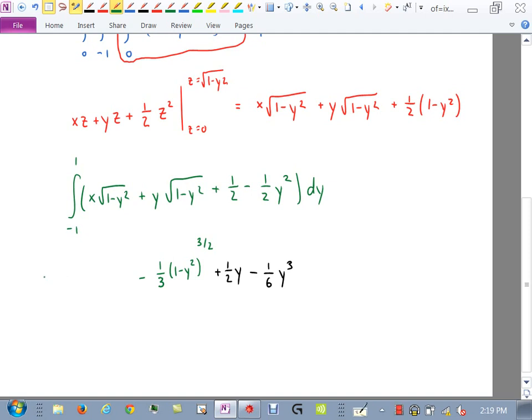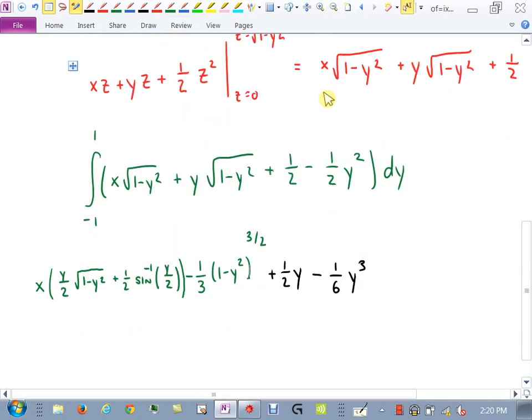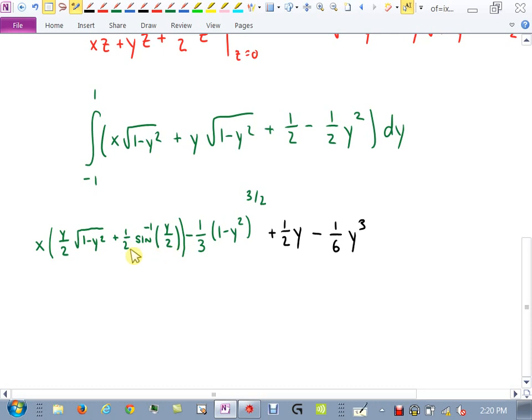So if you go to the back, now the x will be out in front of all this, right? If you go to the back of the book and get your formula, you should get y over 2 square root 1 minus y squared plus 1/2 arc sine of y over 2. I know I'm writing that really small, sorry. And the x is all in front of that. You all see that, right? That's the formula from the back.